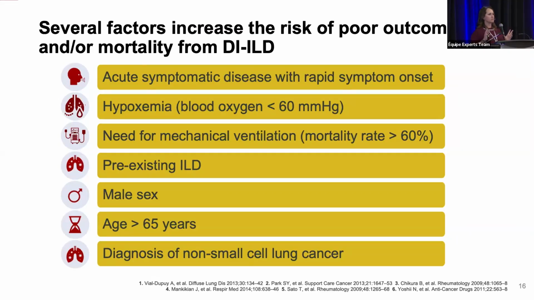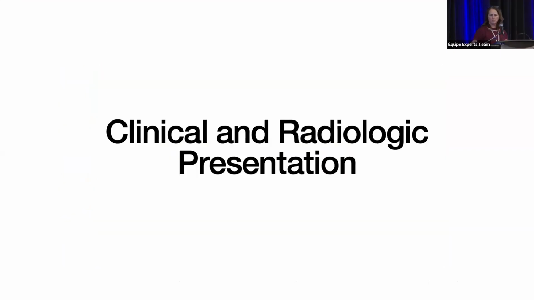So what are the red flags in terms of risk for morbidity and mortality? Acute symptom onset, so rapid presentation. These are the cases that present with an acute interstitial pneumonia pattern, an AIP. Hypoxemia, the need for mechanical ventilation or oxygenation. Pre-existing ILD, these patients are definitely more at risk of morbidity and mortality. Older age and non-small cell lung cancer by itself also carry more risk.